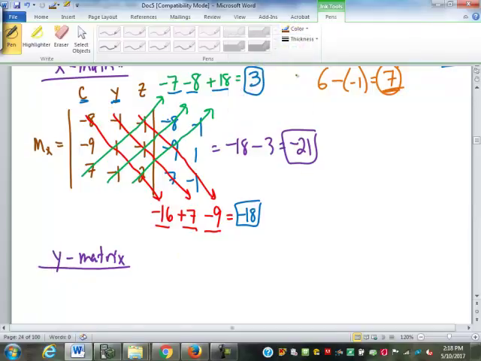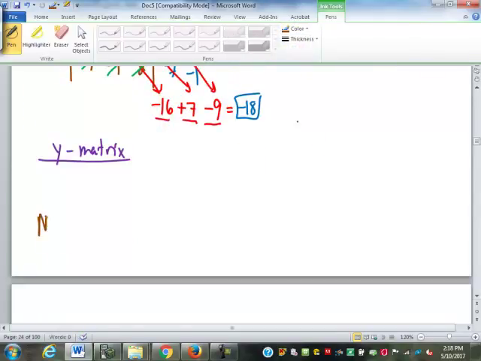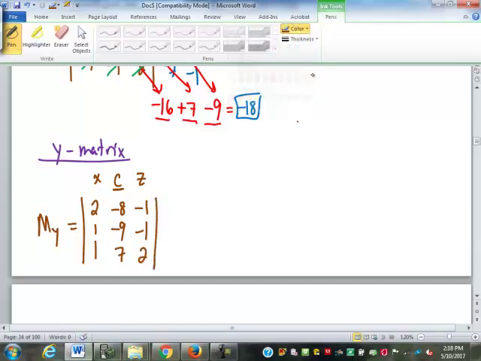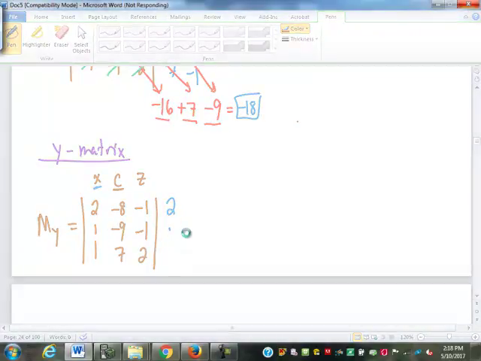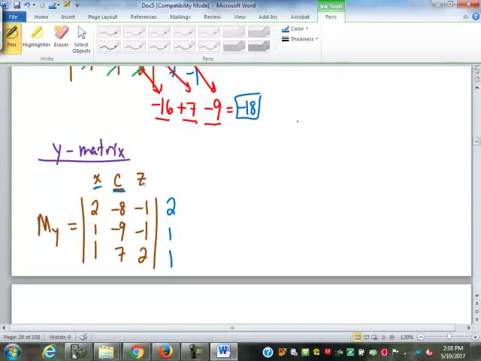In the Y matrix, remember, we exclude the Y variable. So we're back to having the X coefficients here. That's going to be 2, 1, 1. The Y coefficients are going to get replaced with the constants. So that's going to be negative 8, negative 9, and 7. Then the Z coefficients is going to be negative 1, and 2. Once again, we're going to rewrite the first two columns. So this column is going to get repeated. 2, 1, 1. Then this column is repeated. Negative 8, negative 9, and 7.